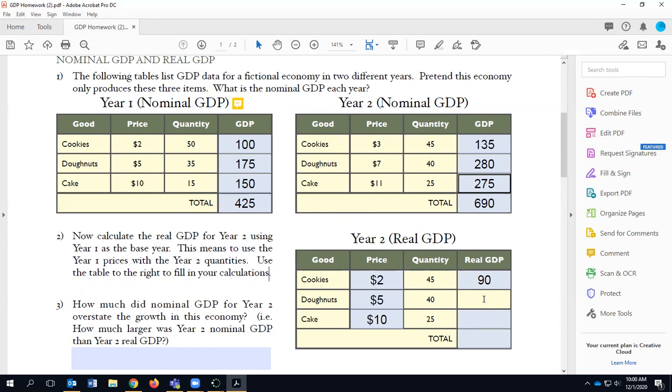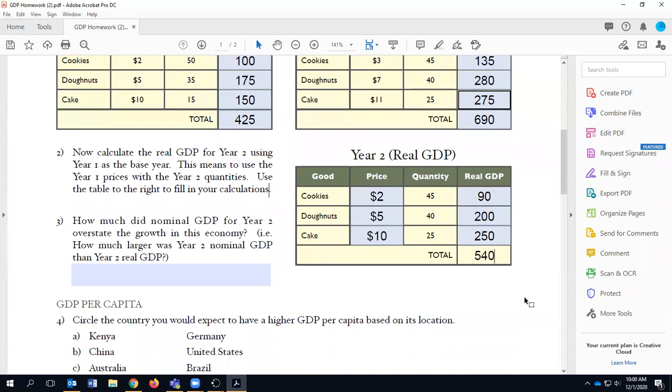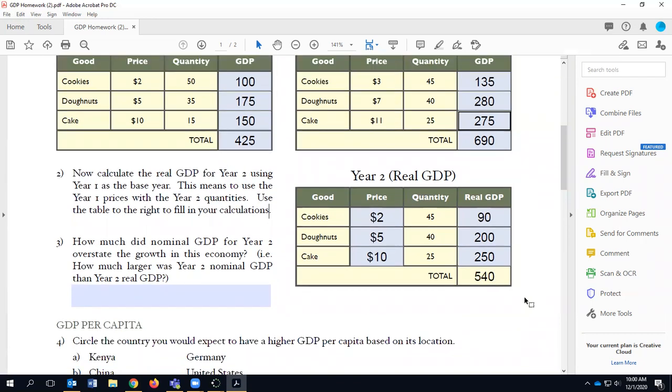90. What's 5 times 40? 200. What's 10 times 25? 250. Now add all 3 of those numbers together. 90 plus 200 plus 250? It's 540.